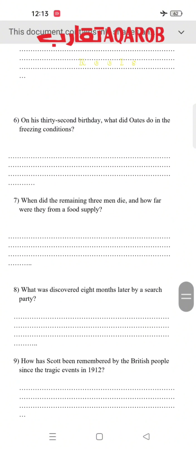Number 6. On his 32nd birthday, what did Oates do in the freezing conditions? The answer is Oates, suffering from severe frostbite, walked out into freezing conditions on his 32nd birthday and did not return.